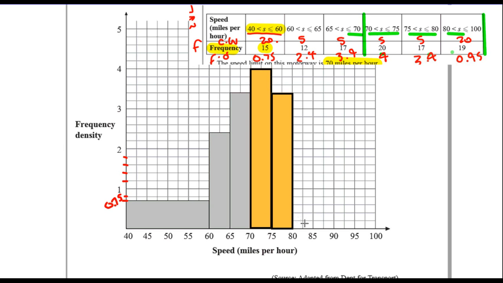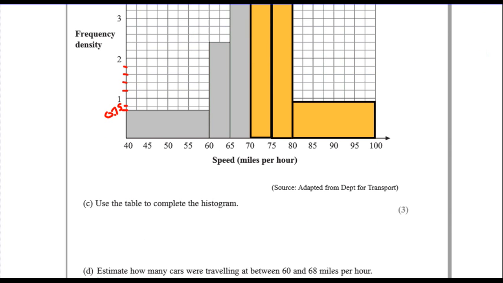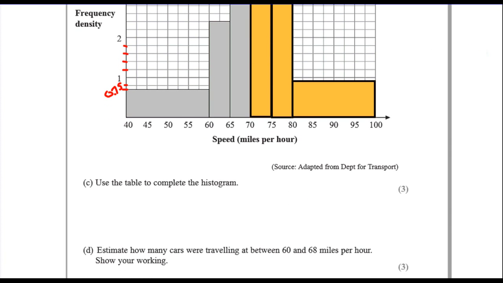Okay, it's quite a tricky one to get just right, because look, 0.2, 0.4, 0.6, 0.8, 0.9 and a little bit more for 0.95. Done. And that's for 3 marks. D. Estimate how many cars were travelling at between 60 and 68 miles per hour.